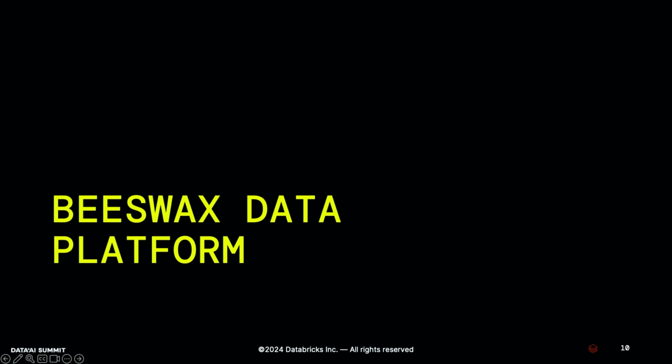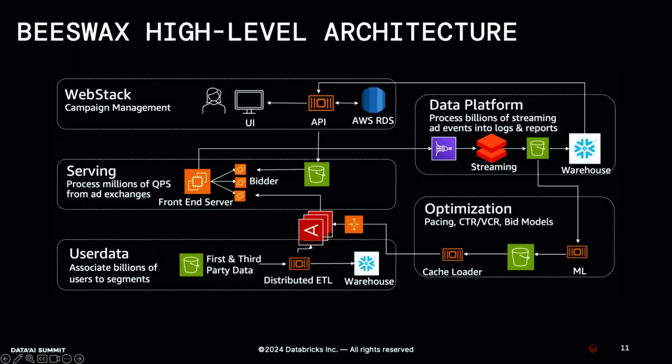Within Beeswax, we have the Beeswax Data Platform, which contains the streaming application that is the subject of this presentation. This diagram depicts the high-level architecture and data flow within Beeswax Engineering's different components managed by different teams. I wanted to use it to give you a visual of where the data platform lies within the Beeswax Engineering ecosystem. You can see the data platform sits right behind the serving platform, which interfaces with the exchanges and does the real-time bidding.